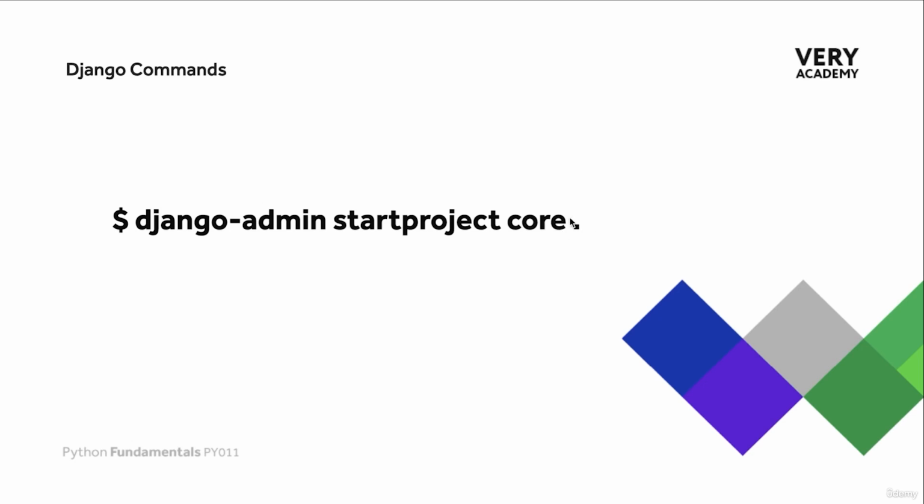So we need to tell Django where we want to create our new project. And the dot here is actually just referring to the current working folder. Now, if we wanted to change this to another folder, we can replace that with a folder structure of where we want to actually store our project.